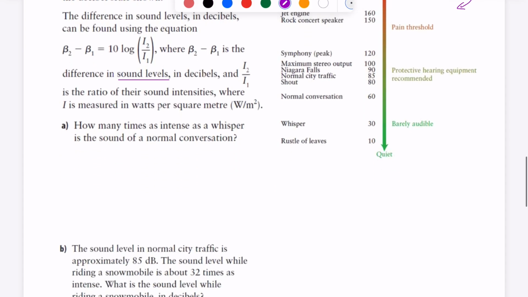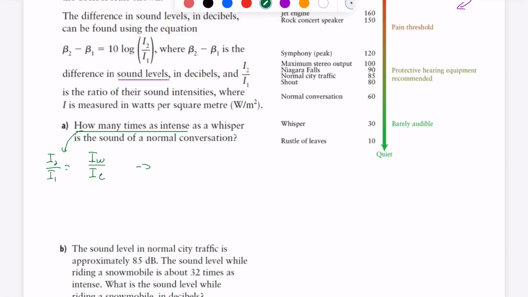So let's apply the formula. How many times as intense as a whisper is the sound of normal conversation? So in this case, what I'm asking you to compare is how many times as intense. So again, I'm asking for the ratio of I2 over I1. In this case, it's saying a whisper relative to a conversation. So I need to know the intensity of my whisper relative to the intensity of my conversation. Let's call it IC.